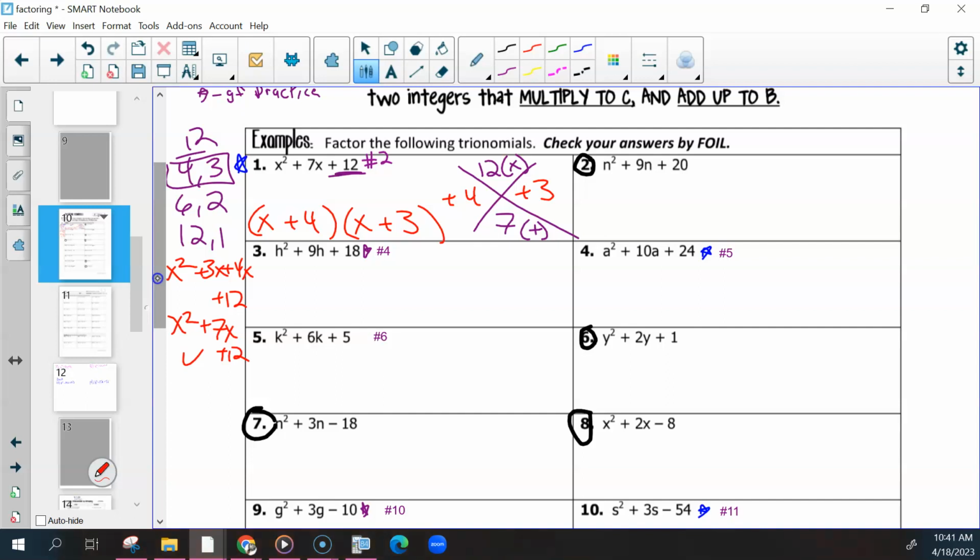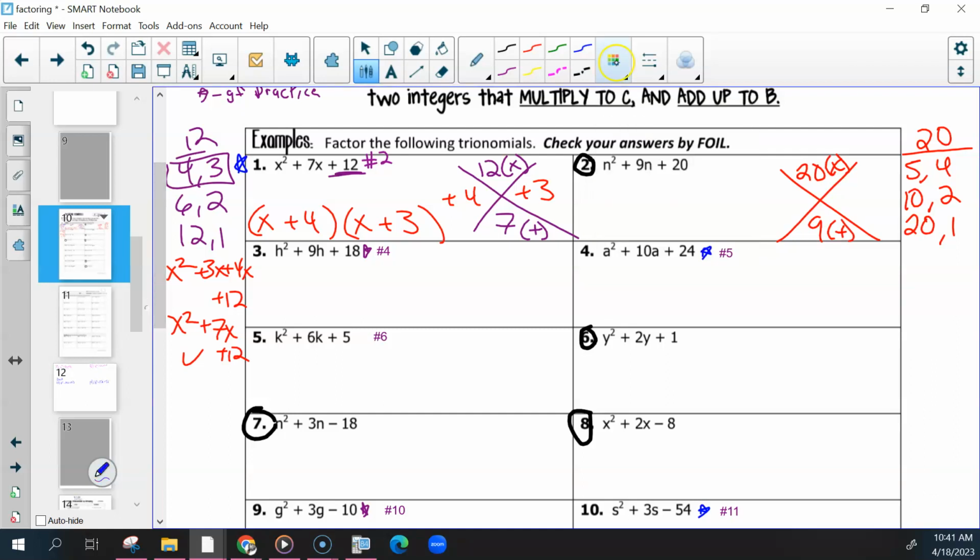Questions on how this works before we do another? So think about number 2. Think about your factors of 20. What are they? 5 and 4. 10 and 2. 20 and 1. We're looking for 2 numbers that multiply to be 20, but add to be 9. 5 and 4 would work.